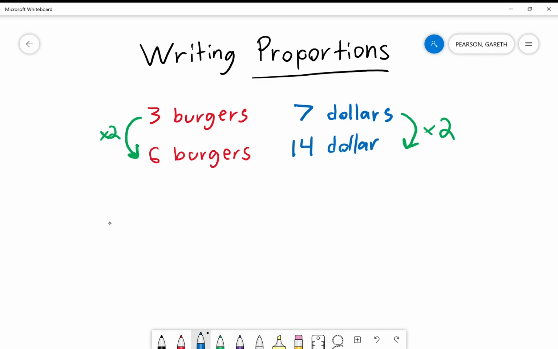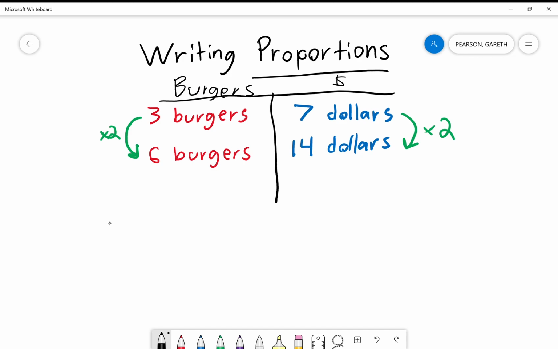Now, common sense tells me that when I'm writing this out, obviously, I put my burgers with my burgers, and I put my dollars with my dollars. I organize them top to bottom. So if I were making a chart, which you know I love making, these would be burgers, and these over here would be dollars.